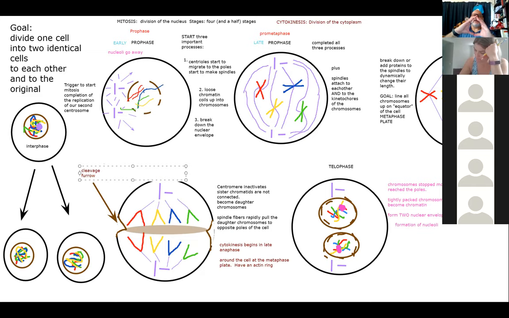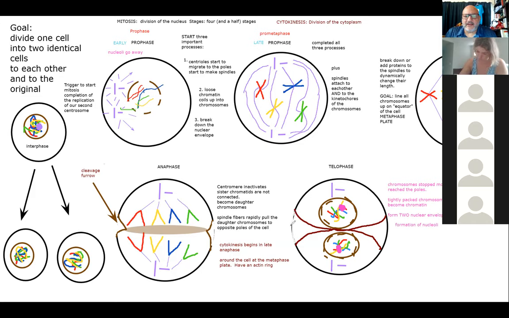Now, I'm not suggesting anybody should do this to themselves, but if you put a belt on and squeeze it enough, then eventually you could pinch it in half. And that is exactly what happens here with our cell. That actin ring continues to squeeze more and more until essentially the two ends of the ring meet in the middle and it divides the cell in half.